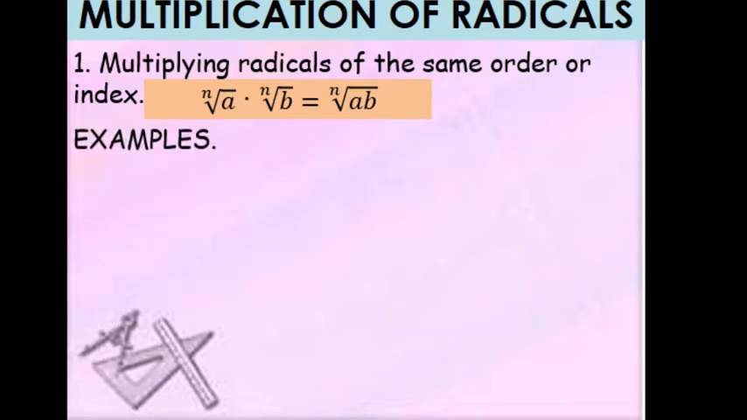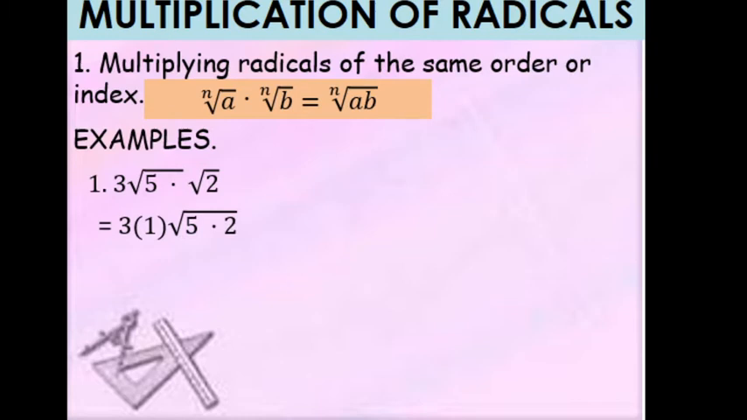So now, let us have the example. Number 1, we have 3 square root of 5 times square root of 2. So this is an example of multiplying radicals of the same index dahil pareho silang square root. So dito, kapag magmumultiply tayo, imumultiply lang natin ang coefficient sa coefficient at ang radicand sa radicand. So, dahil itong square root of 2 ay walang katabing coefficient, automatic na meron siyang coefficient na 1.